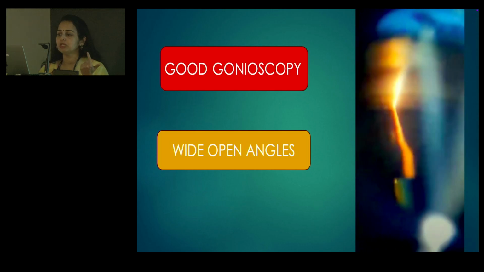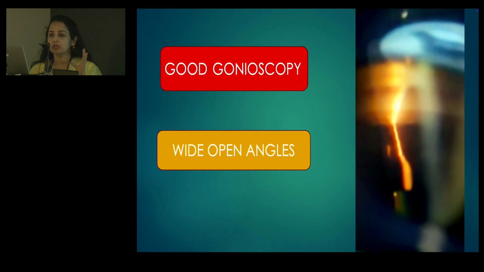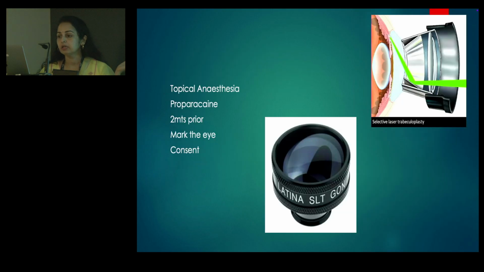So as I mentioned, a good gonioscopy is mandatory, and we have to see all the angle structures. The angle should be wide open. Otherwise, whatever photodisruption occurs may cause peripheral anterior synechiae formation later. Okay. So coming to the procedure, we have to do a gonioscopy. For topical anesthesia, in my routine procedures, I put the topical anesthetic 2 minutes before because I want my patient to be still during my procedure.